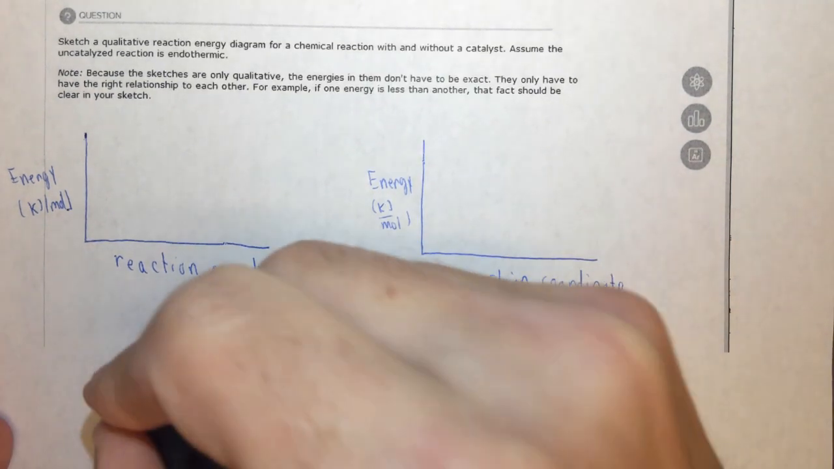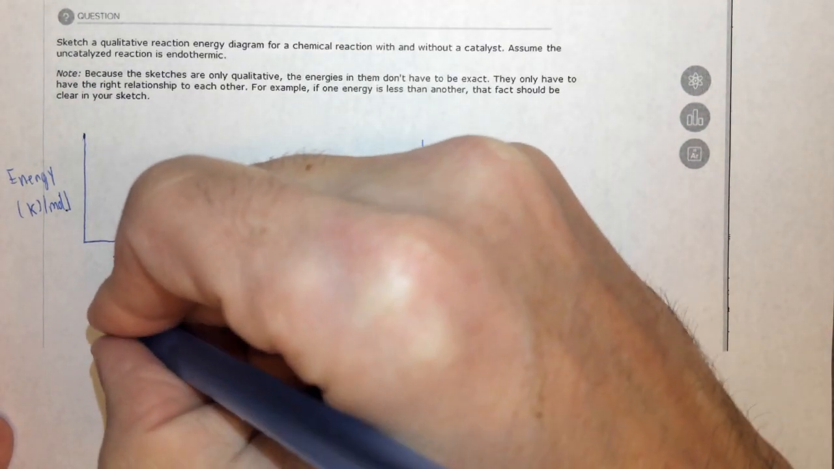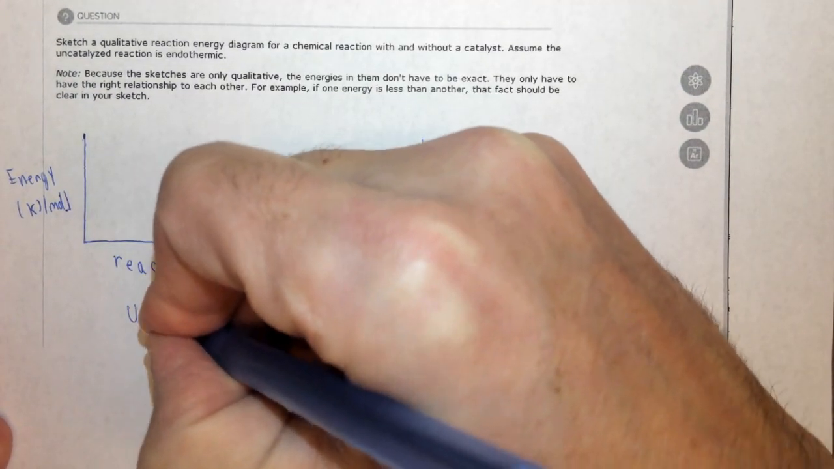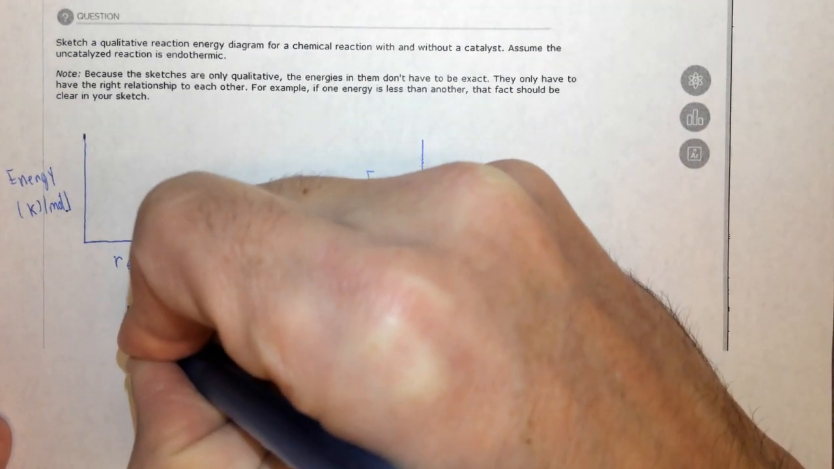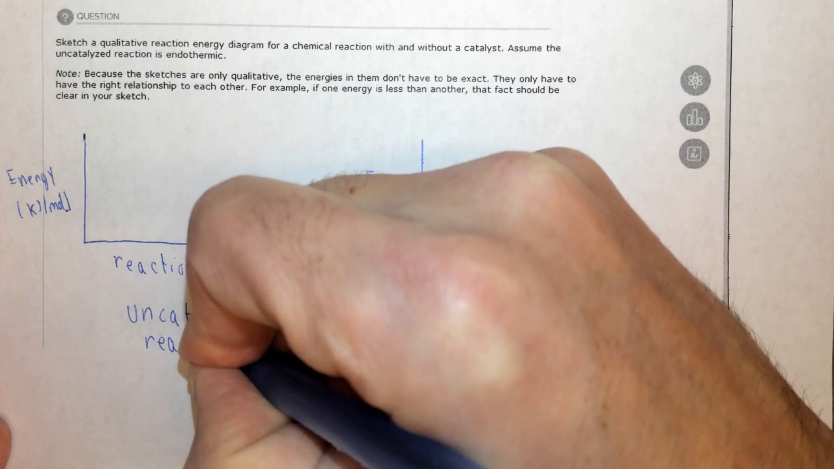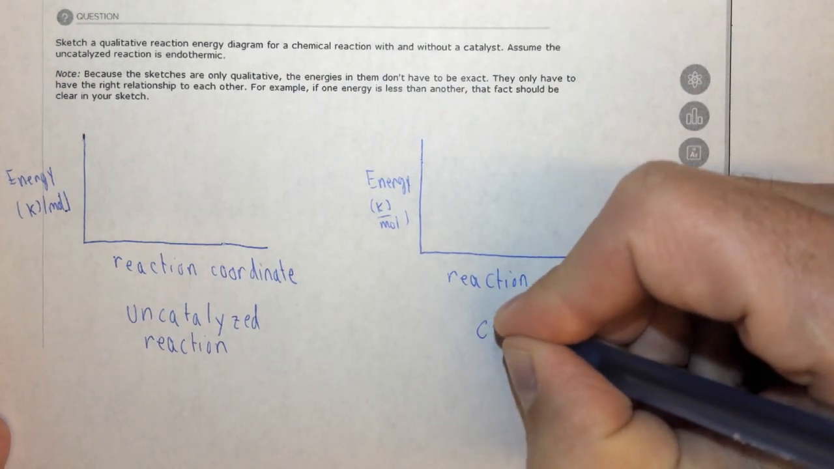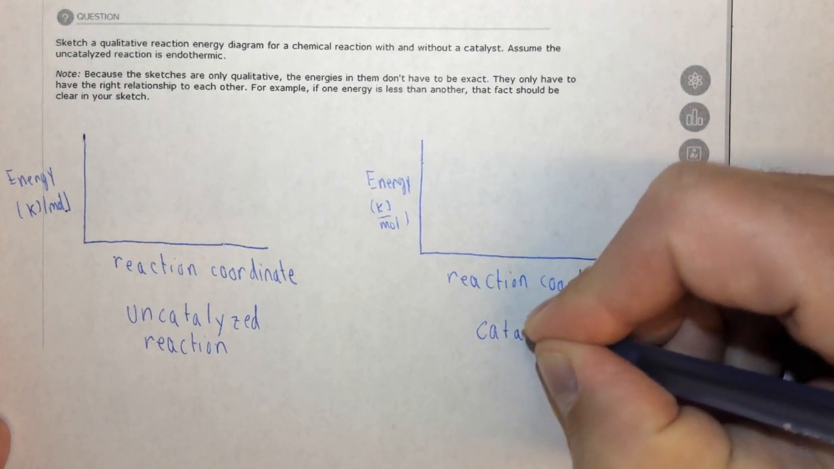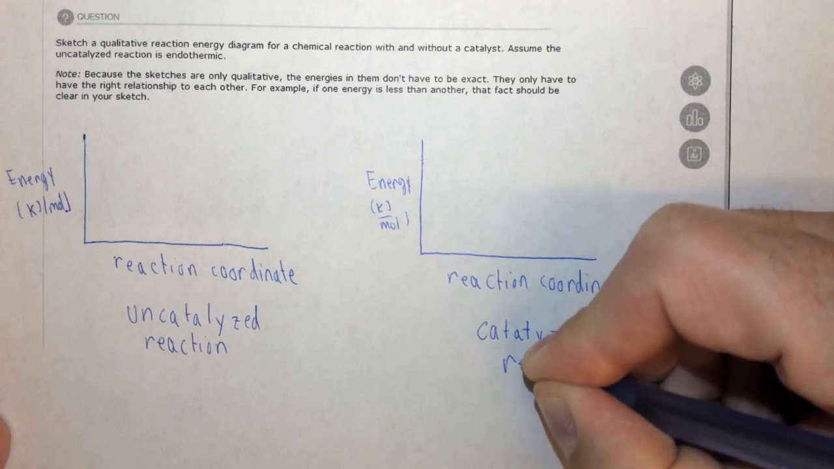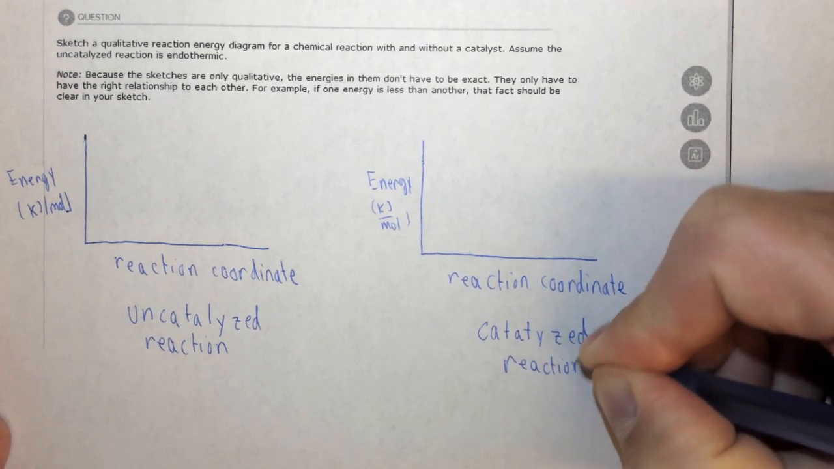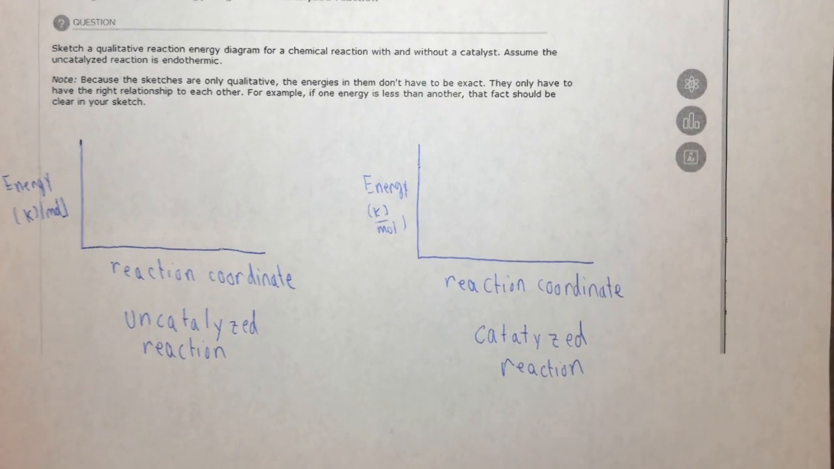Now, this is going to be the uncatalyzed reaction, and this is going to be after we add the catalyst, so the catalyzed reaction. So a catalyst is something that speeds up the chemical reaction and is not consumed during the reaction.